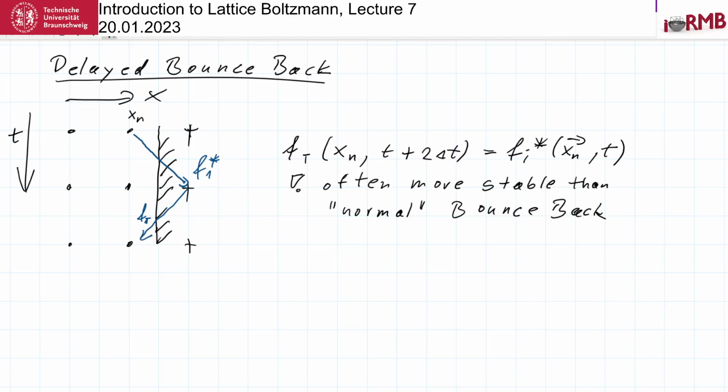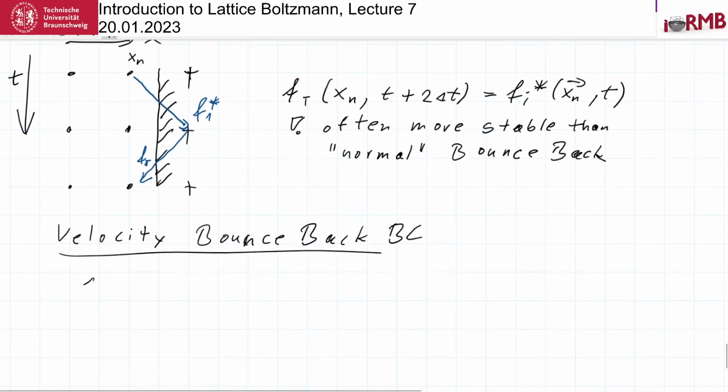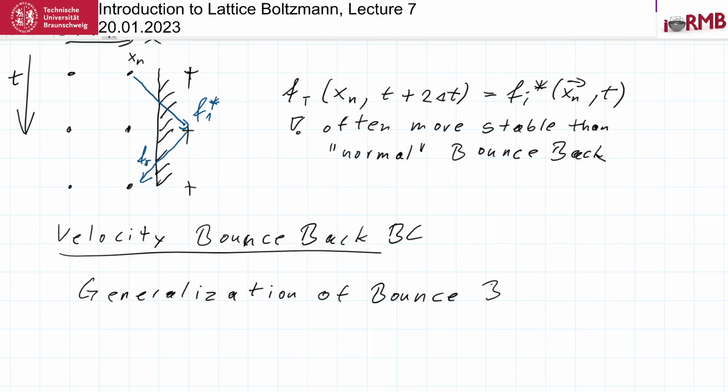So one addition to the bounce back family is that bounce back can not only deal with velocity zero, but bounce back can also be used to specify any other velocity. So the velocity bounce back boundary condition, which is a generalization of the bounce back boundary condition, and it can be done with all forms of bounce back. So the two ones that we have seen and the two ones that I still want to mention. So this addition can be done to all of them, right?